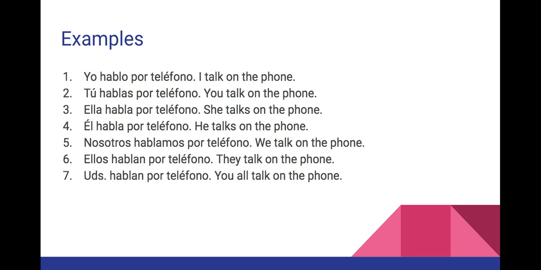So here are the examples used in a sentence. You had the phrase hablar por teléfono in Chapter 1A. So all I did was conjugate that verb and put it in a sentence for all of the subject pronouns. So yo hablo por teléfono is I talk on the phone. Tú hablas por teléfono is you talk on the phone. Ella habla por teléfono is she talks on the phone, etc. And you can read down the rest of the examples.